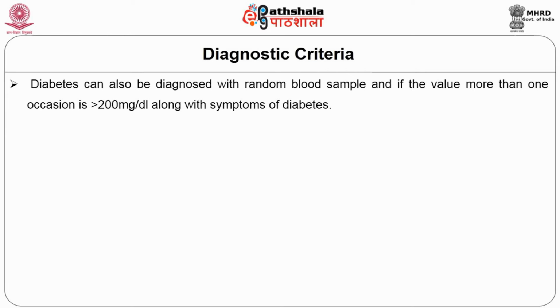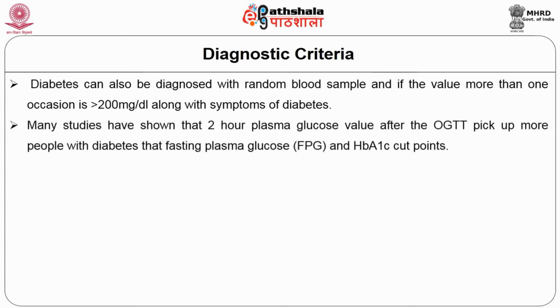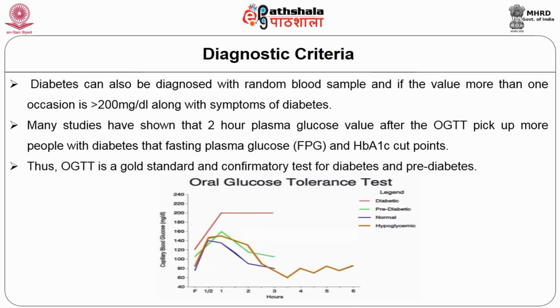It can also be picked up with a random sample if the value is above 200 mg per deciliter along with symptoms of diabetes. And with the glycated hemoglobin A1C, which gives you the overall 3 months control, if the value is greater than 6.5. Many studies have shown that the 2-hour plasma glucose value after the OGTT picks up more people with diabetes than the HbA1c cut points. Thus, OGTT is a gold standard and confirmatory test for diabetes and pre-diabetes.